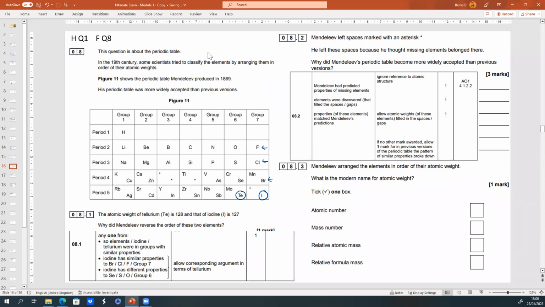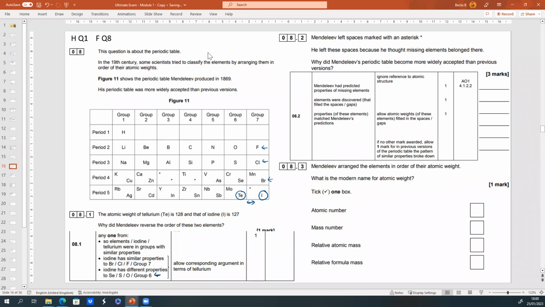Okay, you could also say that if it was the other way around, so if iodine had been in group 6, then it would have different properties to group 6. It's just worth the 1 mark, so it doesn't matter which bullet point, which way round you have said this.